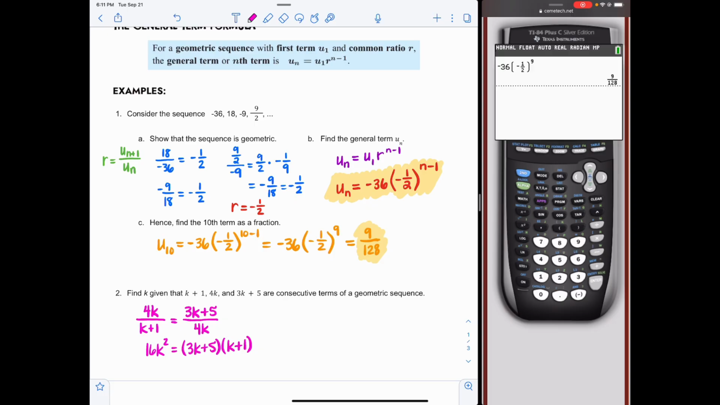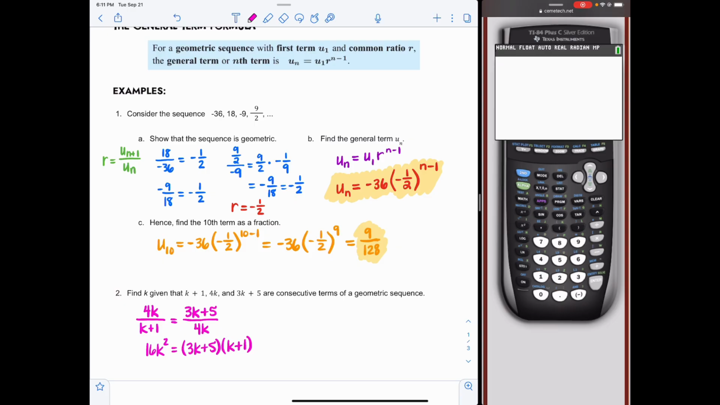Now, if you wanted to solve it by hand, then what you would have to do is distribute and combine like terms on the right-hand side and then set that resulting equation equal to 0 and then solve it by either factoring, completing the square, or the quadratic formula, whichever one you would want to use. But I'm going to use the graphing calculator.